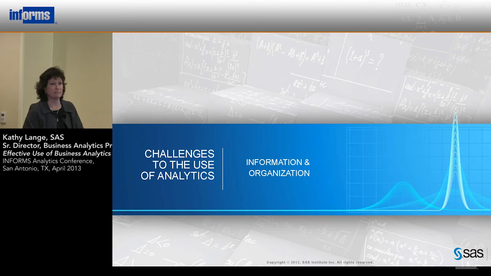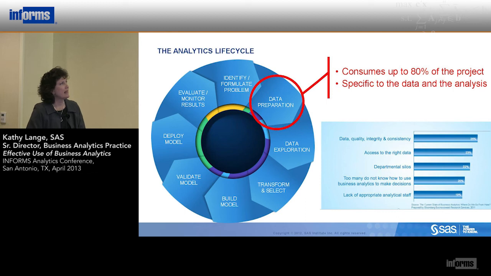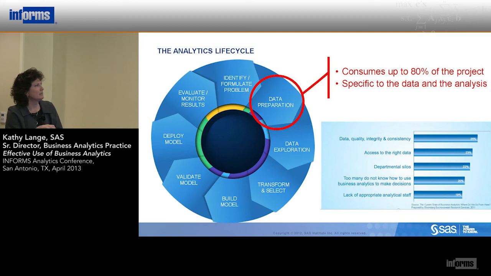So why isn't everybody using analytics at level 5? Because there's lots and lots of challenges here. The growth, the data, new types of data, all those kinds of things. The resources, a big challenge. And still, the biggest challenge is that data piece. So here you see a survey from Bloomberg. Still, the number one problem: data quality, data integrity, data consistency, and access to the data. Huge.